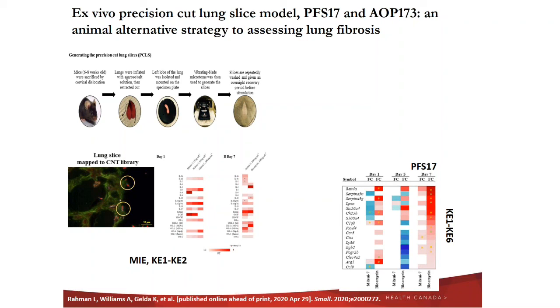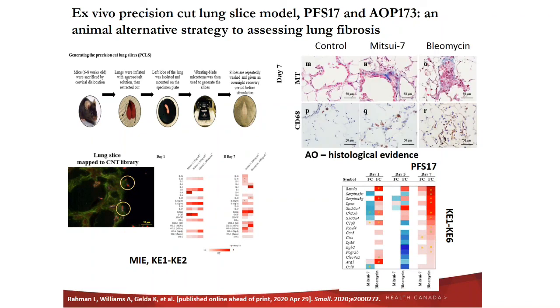However, this suggests that the 17 gene panel that targets the multiple key events in the AOP173 can be triggered and assessed using the PCLS, though further studies have to be conducted to optimize the multi-wall carbon nanotube interaction with the cells. Since these PCLS, the lung slices, are exposed in submerged conditions, we may have to work around those conditions to make sure that there is optimal interaction between the nanomaterials and the lung slices.